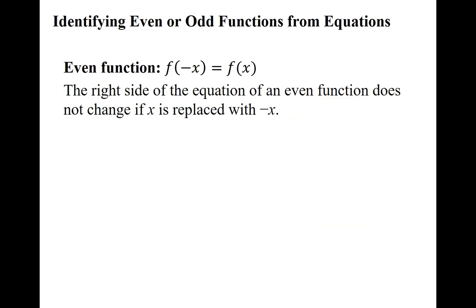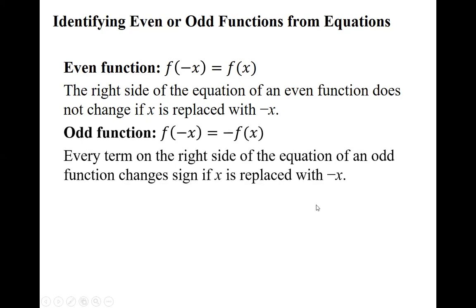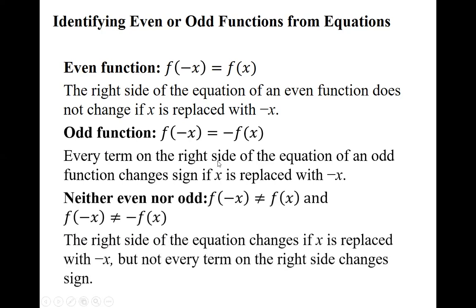So how can we identify even or odd functions from equations? Well, an even function would have f of negative x equals f of x. In other words, the right side of the equation of an even function does not change if x is replaced with negative x. On the other hand, f of negative x becomes negative f of x if we have an odd function. Every term on the right side of the equation of an odd function changes sign if x is replaced with negative x. And neither even nor odd would be not having either situation.